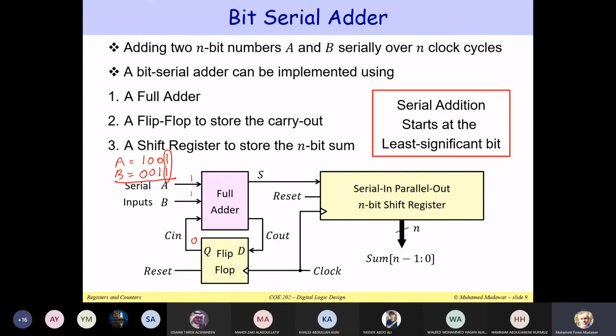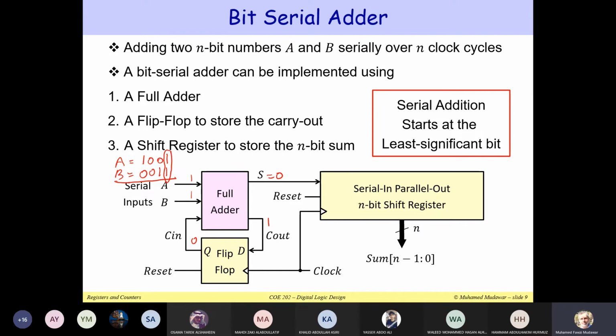So initially this is 1 and this is 1. So the sum here is equal to 0 and the carry out is equal to 1. So we get 1 at the output of this full adder. So this full adder is capable of adding only 3 bits, not more. But I would like to add n bits. So here I'm showing n equal to 4, but it could be any number of bits.